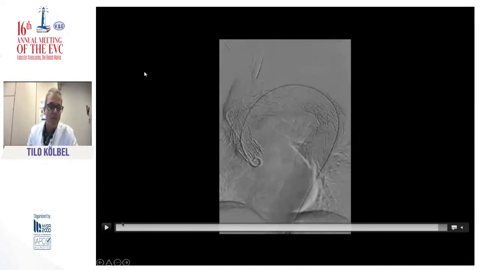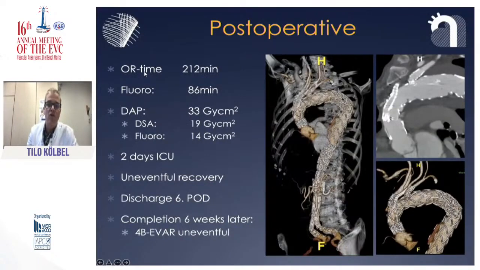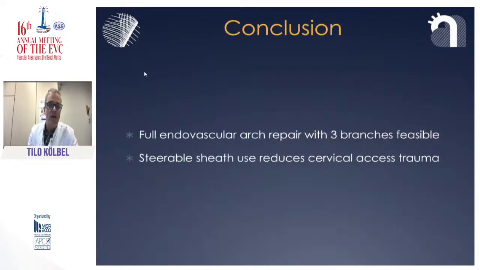Before I stop my presentation, just to show you the end result of this case, where the patient also received a 4-branched endograft for the abdominal part, you can see the patient recovered well and made a good recovery. To conclude, full endovascular arch repair with 3 branches is feasible, and steerable sheath access, as in the thoracoabdominal aorta, can reduce the access trauma.